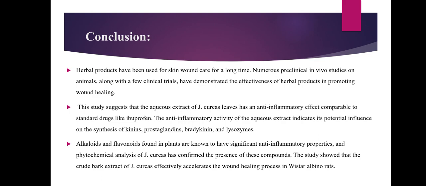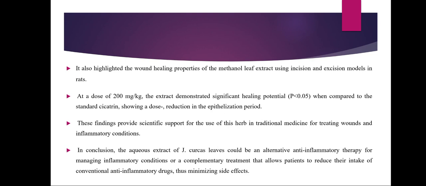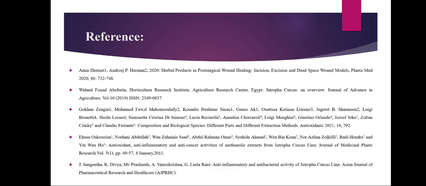Alkaloids and flavonoids found in plants are known to have significant anti-inflammatory properties, and phytochemical analysis of J. curcas has confirmed the presence of these compounds. The study showed that the crude bark extract of J. curcas effectively accelerates the wound healing process in Wistar albino rats. It also highlights the wound healing properties of the methanol leaf extract using incision and excision models in rats. At a dose of 200 mg per kg, the extract demonstrated significant healing potential when compared to the standard cetirizine, showing a dose-dependent reduction in the epithelialization period.